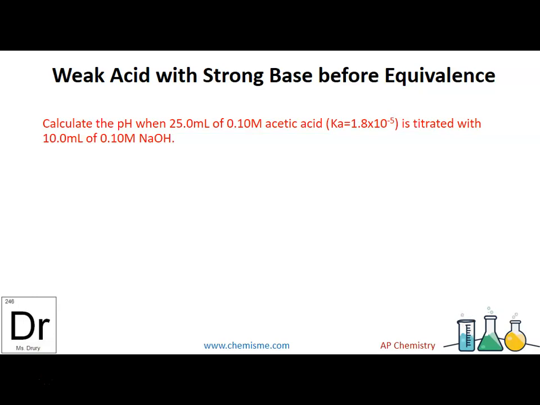Calculate the pH of 25 milliliters of 0.1 molar acetic acid. The Ka is given. It's titrated with 10 milliliters of 0.1 molar sodium hydroxide. This is the exact same question I did when I did strong acid, strong base, except I changed the acid to acetic acid or vinegar. So we're going to start exactly the same way we did in the previous video. We're going to write a reaction. Actually, it should have a double-headed arrow. We're going to write in our molarity.